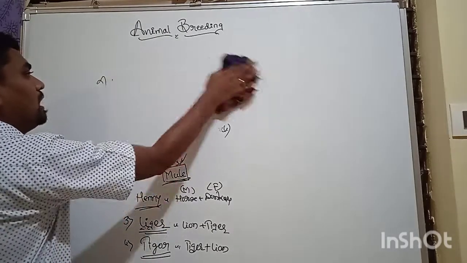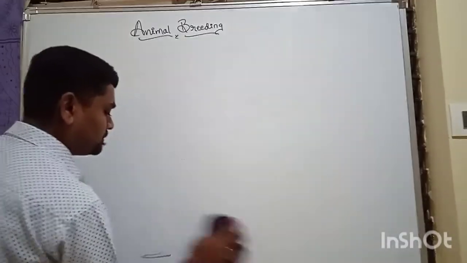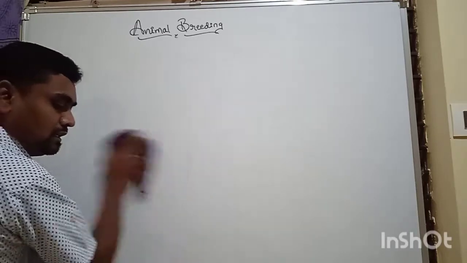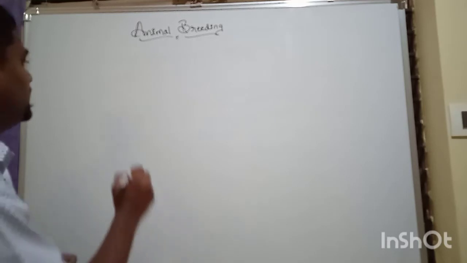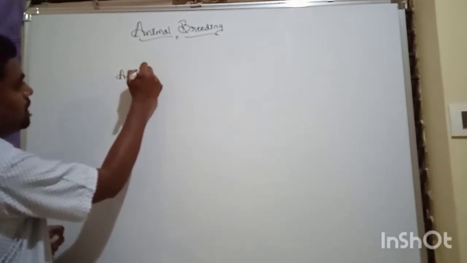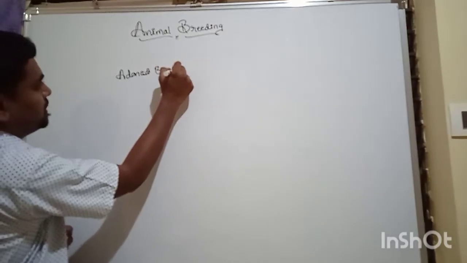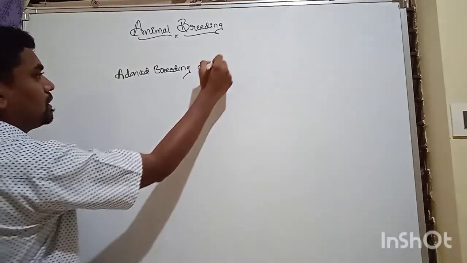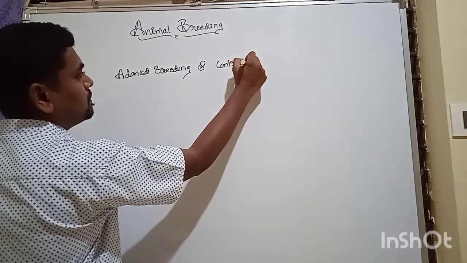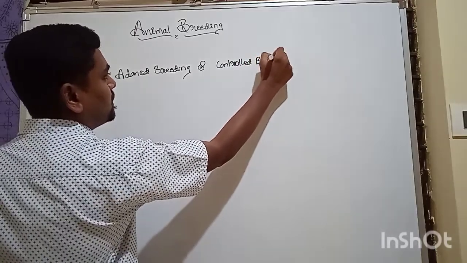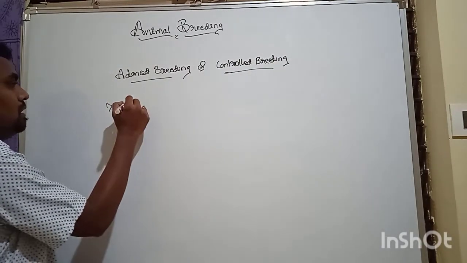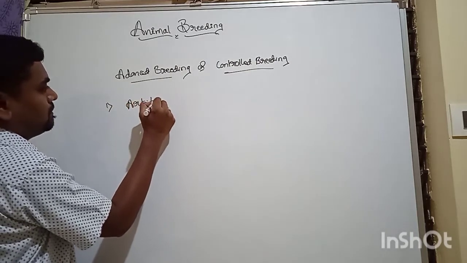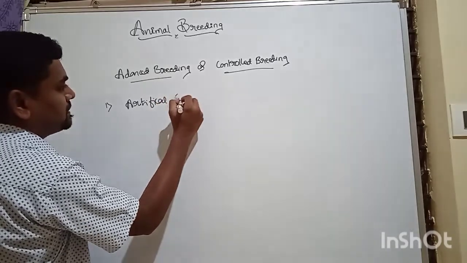Next, we'll go to advanced breeding, also called controlled breeding. Advanced breeding or controlled breeding. What will happen? Here we'll study two things. One is artificial insemination.